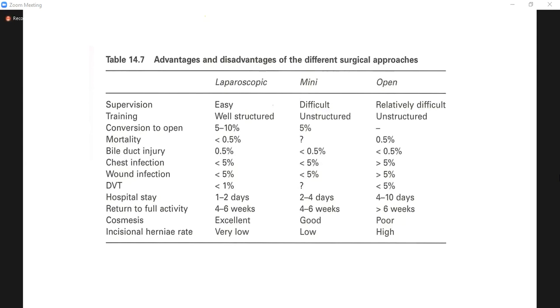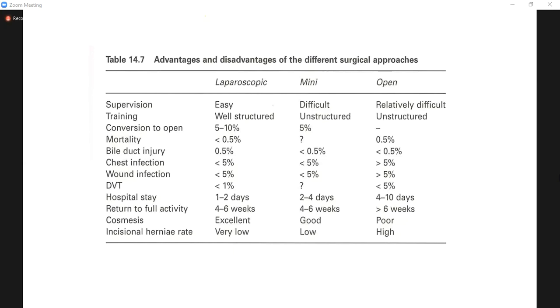DVT is less in laparoscopy, and a little bit more in open surgery, because they have pain and will be immobilized for some time. But in laparoscopic surgery, lap chole, they can go home the next day. Most of the time we discharge them in about 2 to 3 days. But in open surgery, they will stay in the ward for a good 1 week or so. Therefore, there are more chances of getting DVT in these patients.